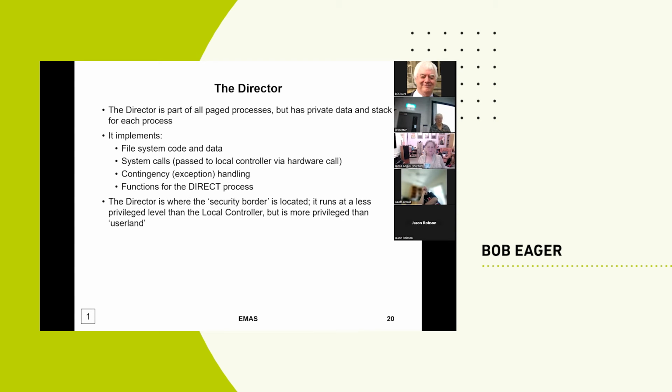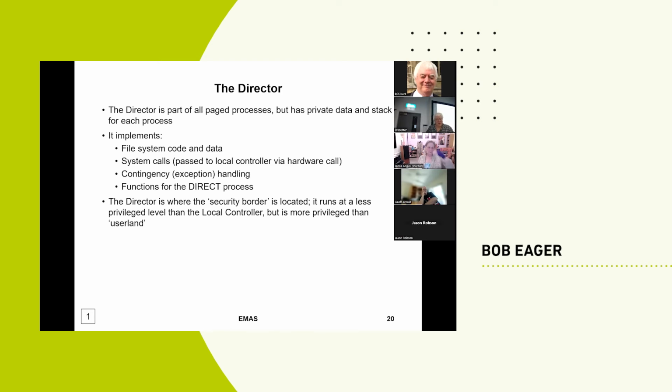Right, last bit is about the director. The director is a part of every page process, and the diagram will make this clearer. It has its own private data for each process, its own stack, and that influences all the file system. And also the system calls. The system calls are handled by the director and then passed on to the local controller, which actually implements them.